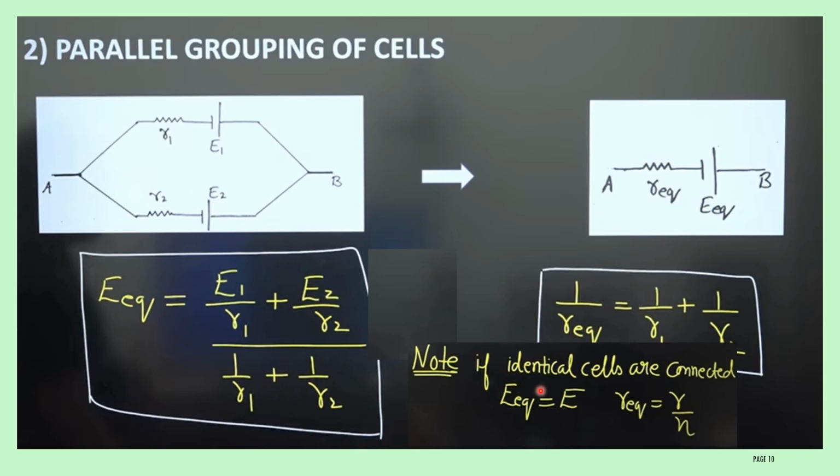Note, if identical cells are connected, if these two cells are identical, then you have to use this formula. E equivalent will be equal to E, then R equivalent will be equal to R divided by N.